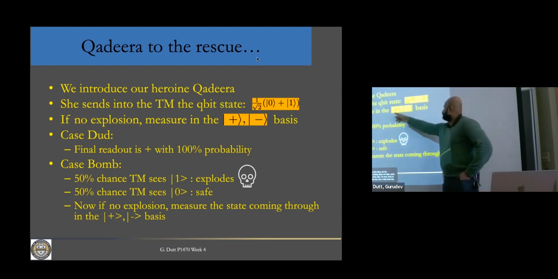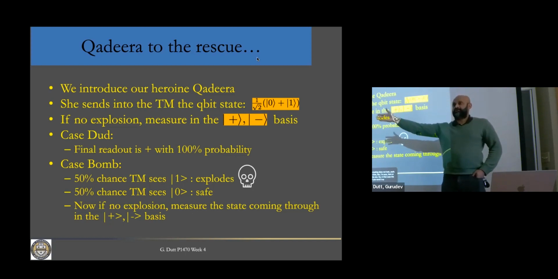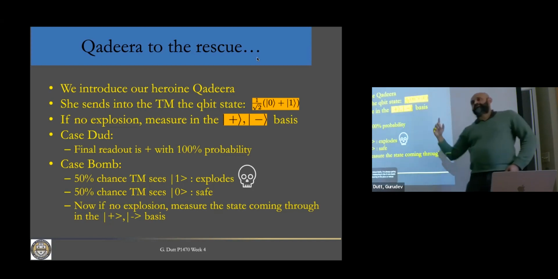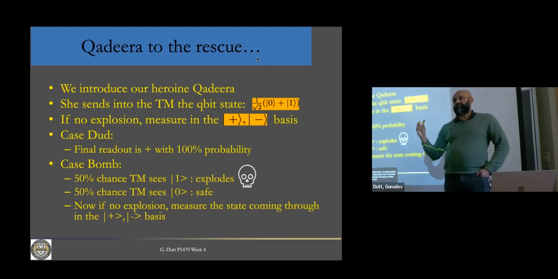Well, if you send in a plus state in the dud, it just comes out. So when I measure back in the plus or minus basis, I'm always going to get plus. I'm not measuring in the 0-1 basis at the end. I'm measuring in the plus or minus basis. Does that make sense? Yeah. So that's the difference. I'm making a measurement not with 0 and 1 at the end, but with plus and minus, which was my original state that I sent in.